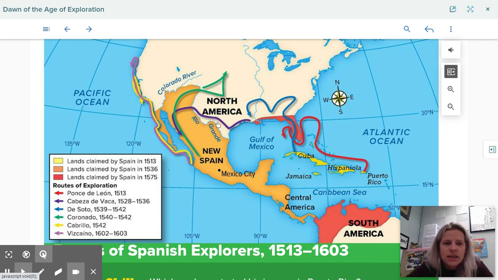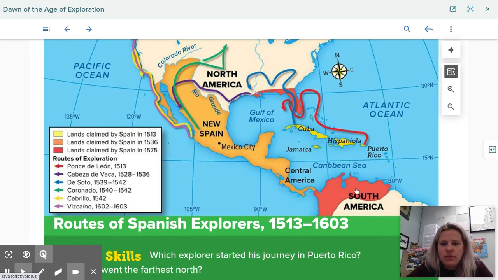And then we have lands claimed by Spain in 1575 in red here. And that's parts of South America. And so we call this area here Central America. So it's not North America, it's not South America, it's Central America. So it's parts of North and South America. So when you hear Central America referred to, that's what they're referring to, this area in here, as well as, remember, parts of Florida that were claimed.